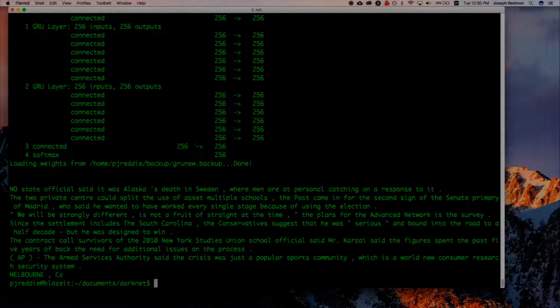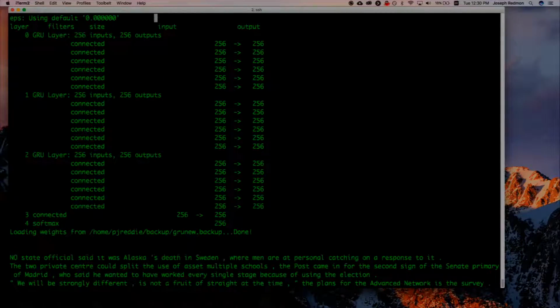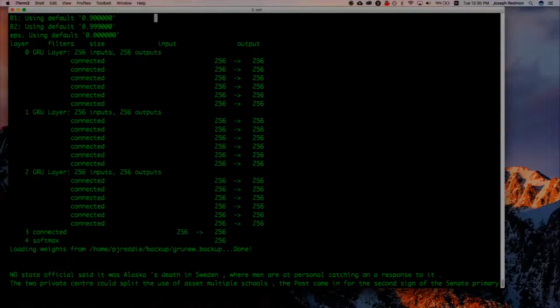But if we scroll up a little bit, we can see what the actual model is that we're using. In particular, we're using 3 GRU layers. So our input, again, is characters. So it's just one of 256 bytes. And we're going to input some character, and we're going to run it through this model. All of these GRU layers are going to have a vector input of size 256. They're going to output a vector of size 256.